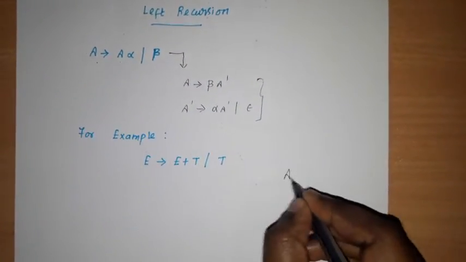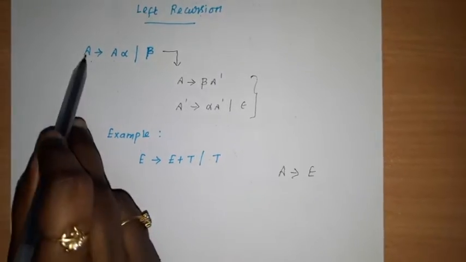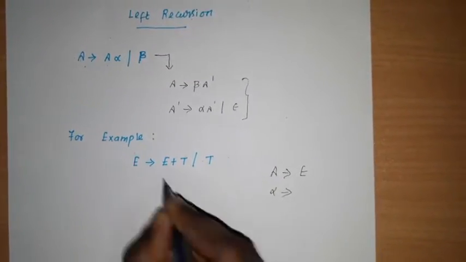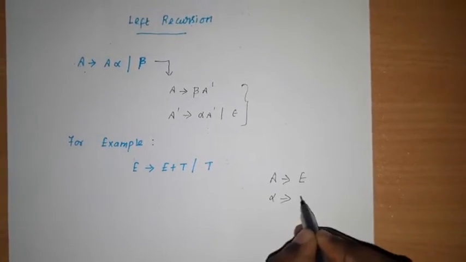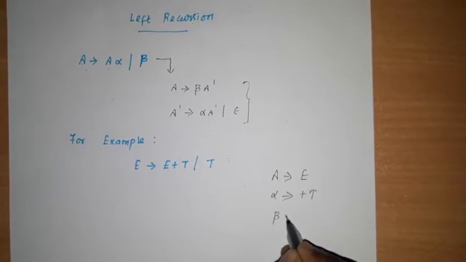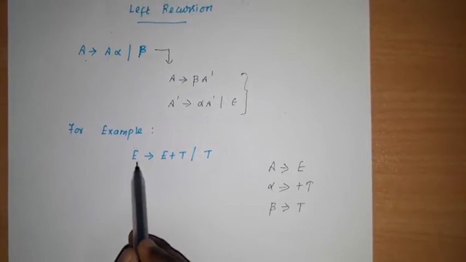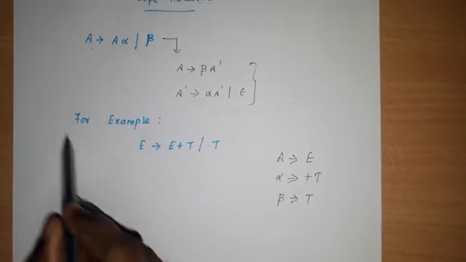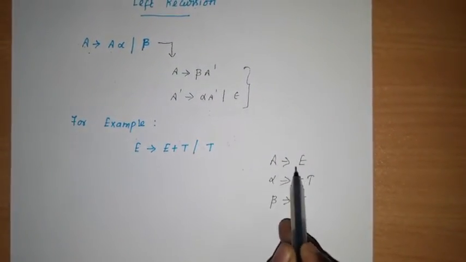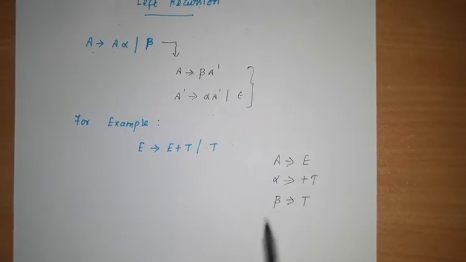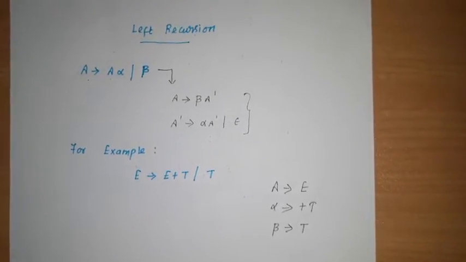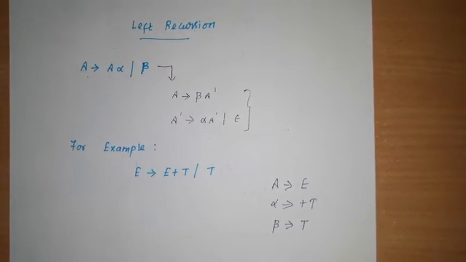So here A is nothing but capital E. Alpha is nothing but plus T, and beta is nothing but T. Every time we have to compare the grammar with the original form of left recursion, and then we have to write A is E, alpha is plus T, and beta is T. Now we can eliminate the left recursion form by using these two rules.